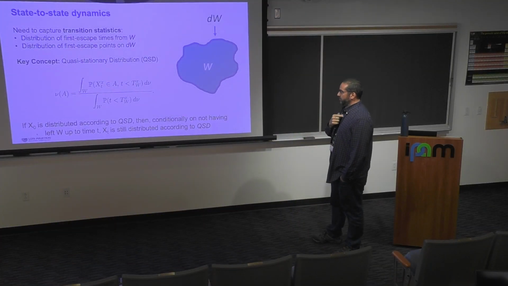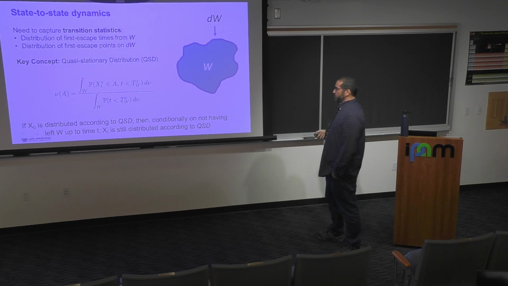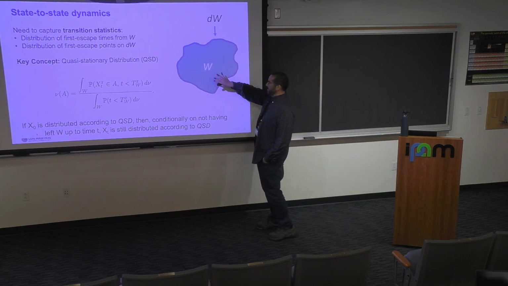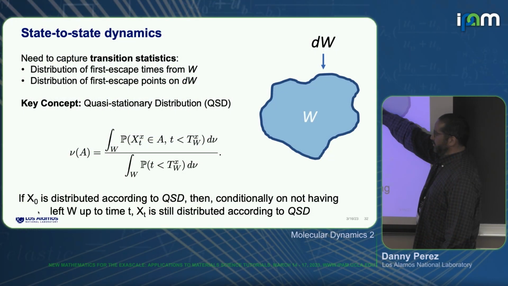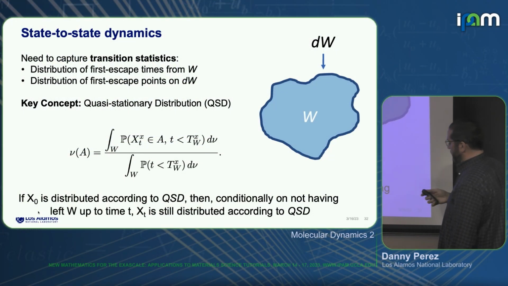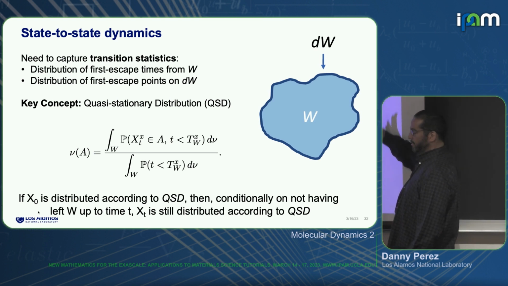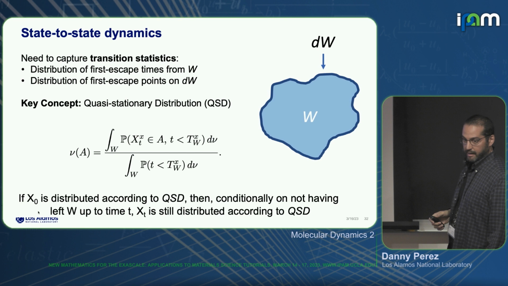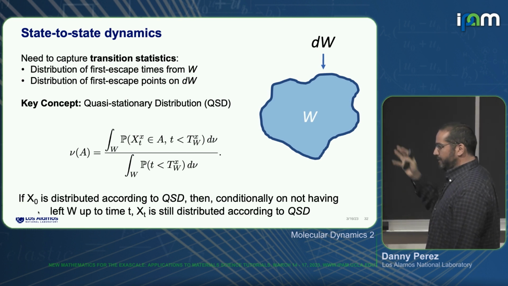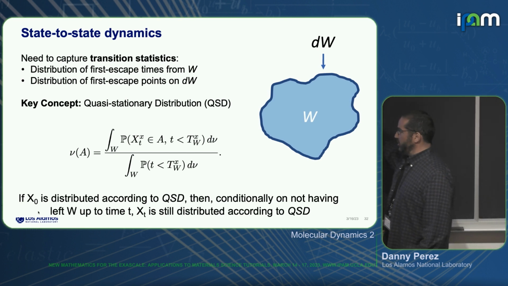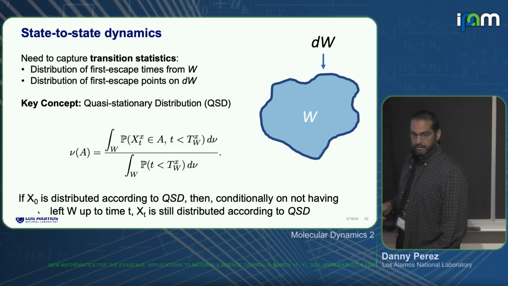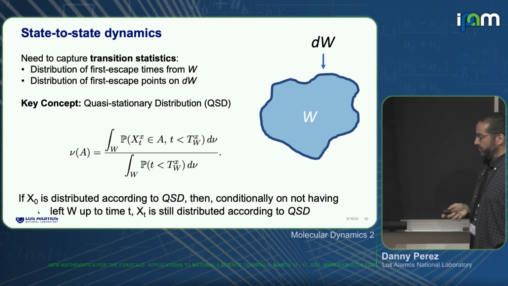So the key concept that underpins all of this is the concept of a quasi-stationary distribution. It is the limiting distribution that I get if I start a bunch of walkers over here and run them for a long time, conditional on none of them having escaped my domain. So it's a bit like an equilibrium distribution, but there's a conditioning of not having left my domain for a long amount of time in the past.